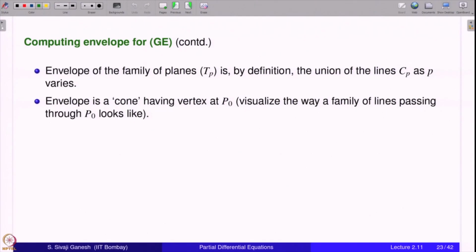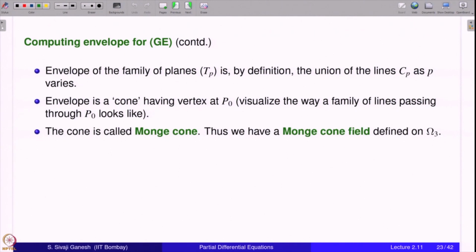So, visualize the way a family of lines passing through a point p naught looks like. For example, you have this point p naught, right? So, imagine lines in 3D, like that. So, that is how a cone looks. This is called the Monge cone. Thus, we have a Monge cone field defined in omega 3.